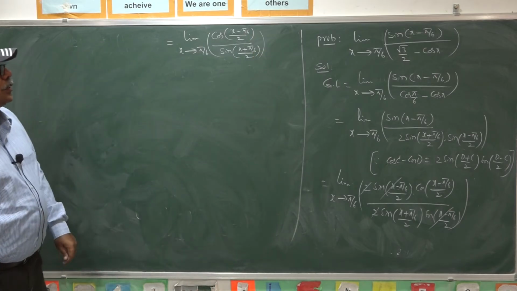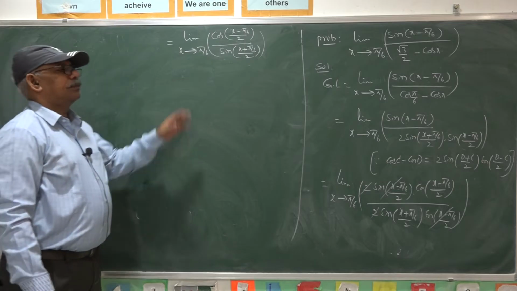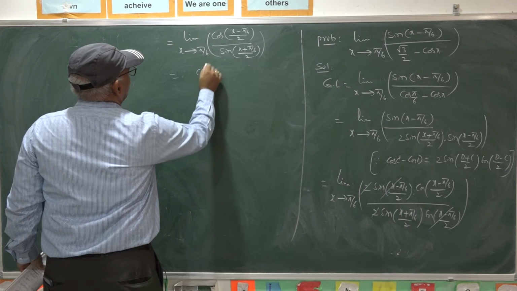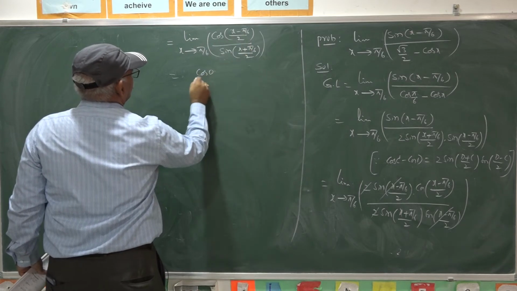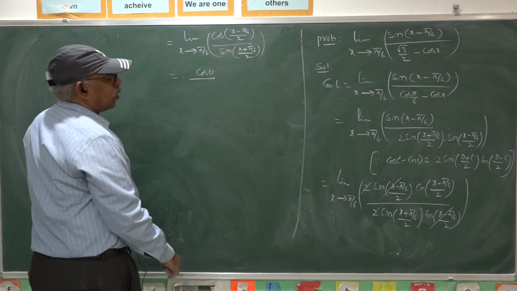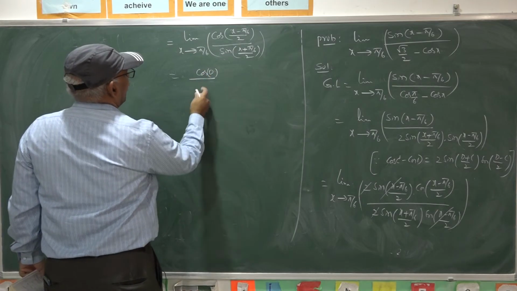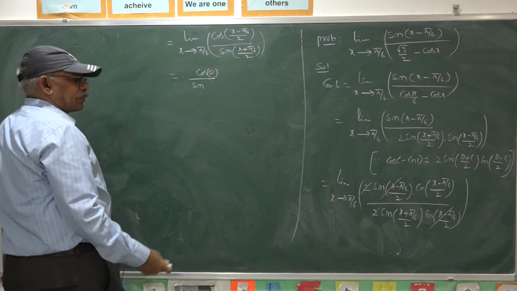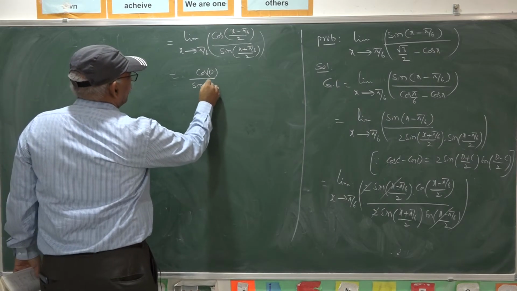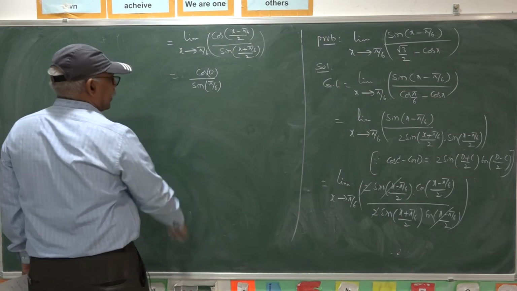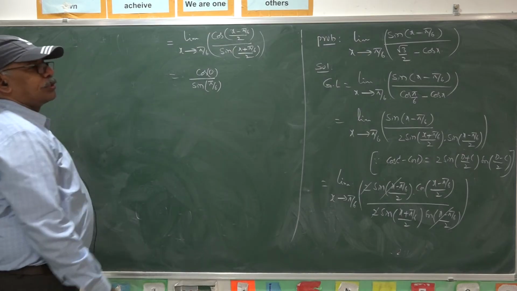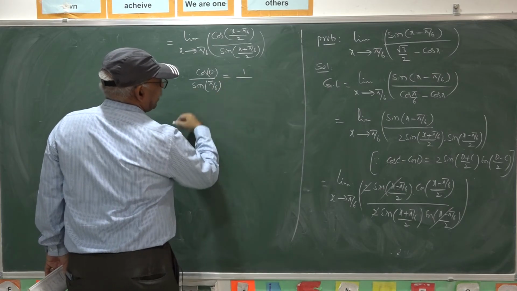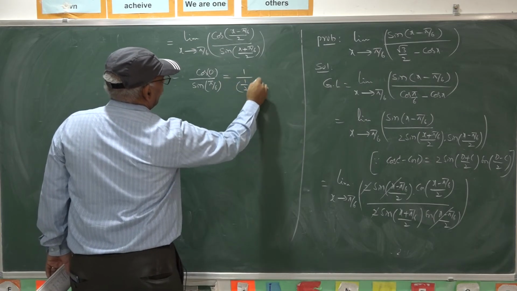Now apply directly the limit and substitute x equal to pi by 6. So we get pi by 6 minus pi by 6 is 0, by 2 is 0, cos 0, by sin of pi by 6 plus pi by 6, 30 plus 30 is 60, pi by 3 by 2, ultimately again pi by 6. So cos 0 by sin pi by 6, both are finite. Cos 0 is 1, sin pi by 6 is 1 by 2. The required limit is 2.